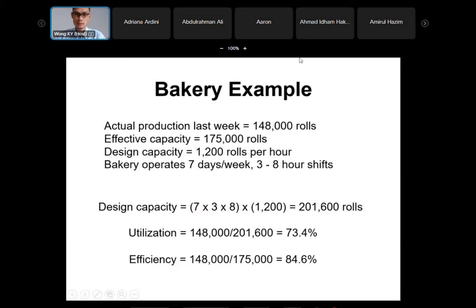Once we know the design capacity, the effective capacity, and the actual production, we can calculate the utilization and the efficiency. Utilization is the actual output, 148,000, divided by the design capacity, 201,600, which gives 73.4%. Efficiency is the actual output, 148,000, divided by the effective capacity, 175,000, which gives 84.6%.